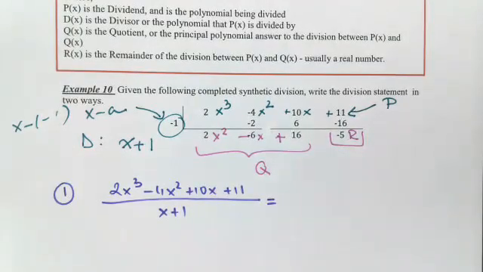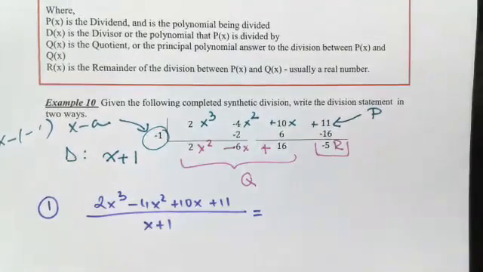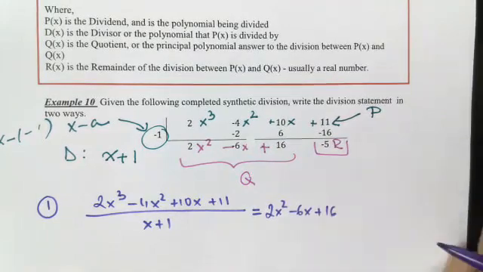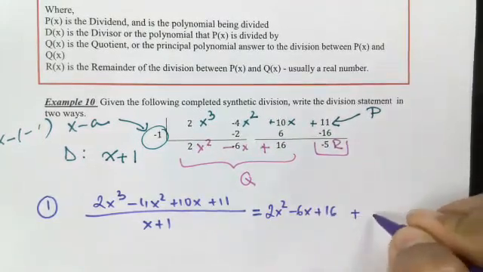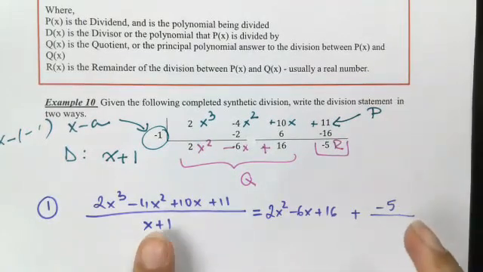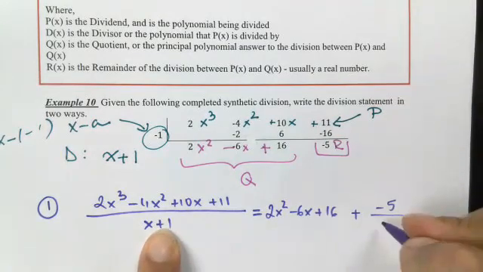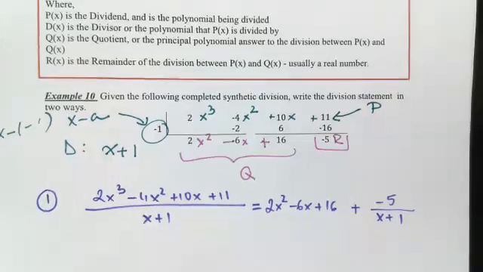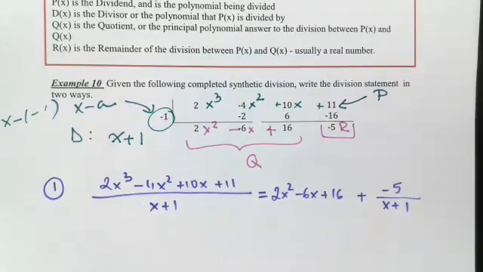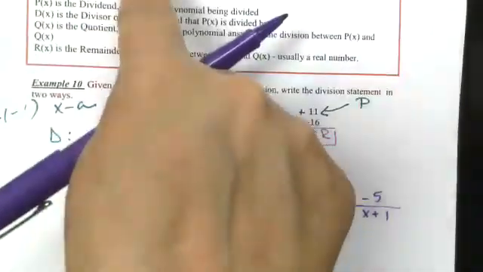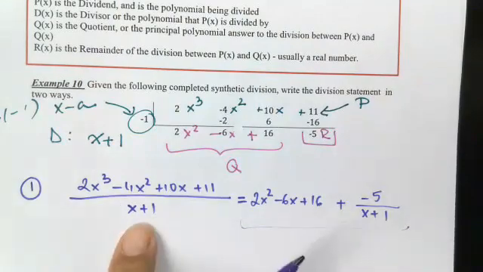Equals, and then we write the quotient, the 2x squared minus 6x plus 16, and then we add a fraction where we put the remainder at the top, minus 5, and the x plus 1 again at the bottom, the divisor, like that. So the location of all of these corresponds to the location in the formula, okay? You can think of this one as being a formula. If you add these two, you'll get that, okay?